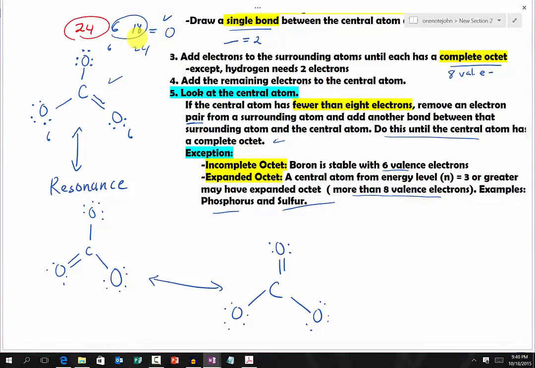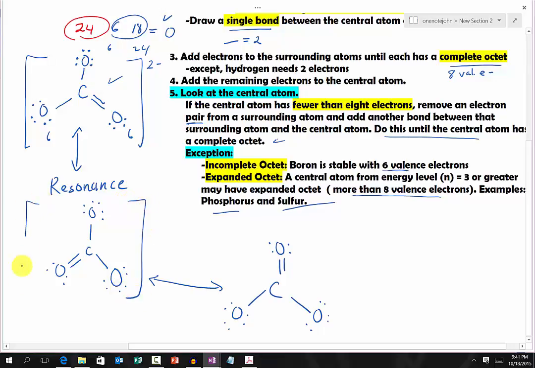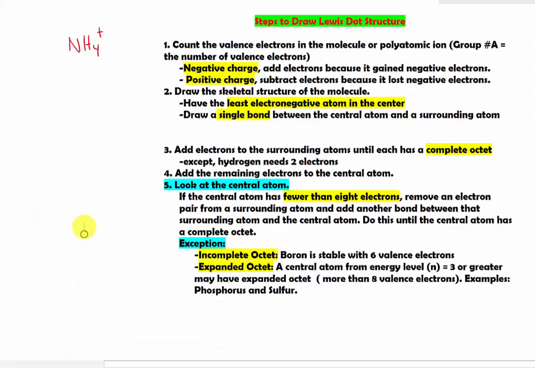One last thing we need to do is to realize this Lewis dot structure is an ion, so we need to put a bracket to represent it as an ion with 2 negative. So therefore this one has a bracket with an ion 2 negative, to show that this molecule has gained 2 electrons to become an ion. Let's do another example.